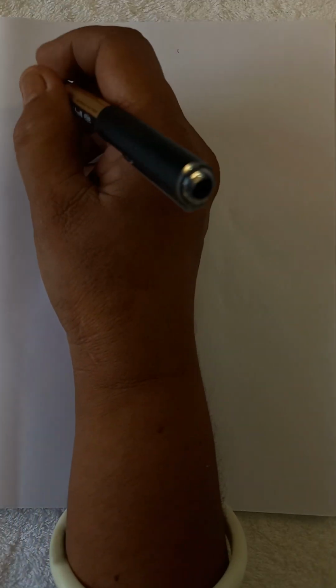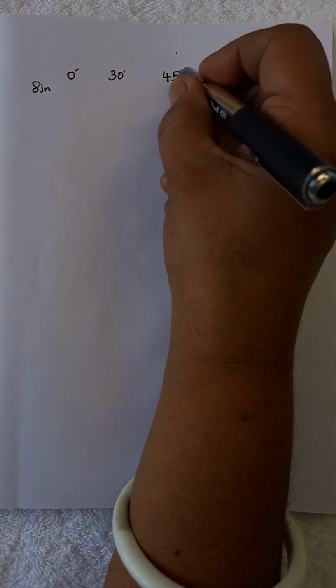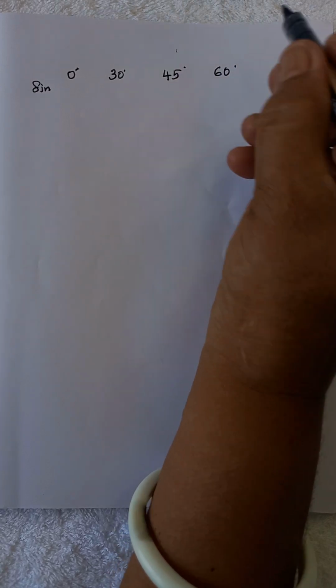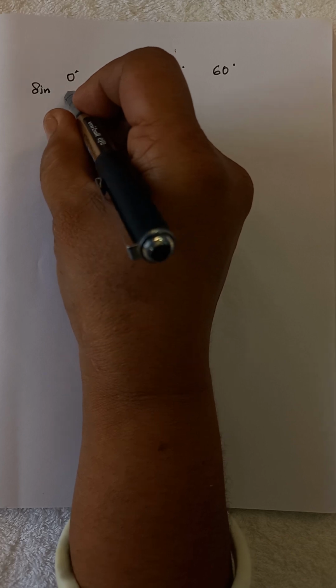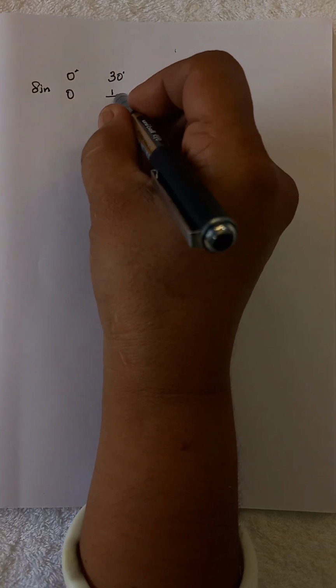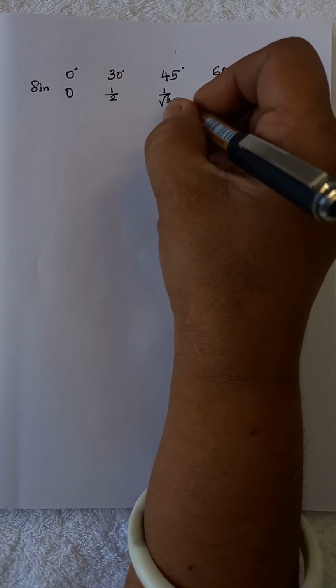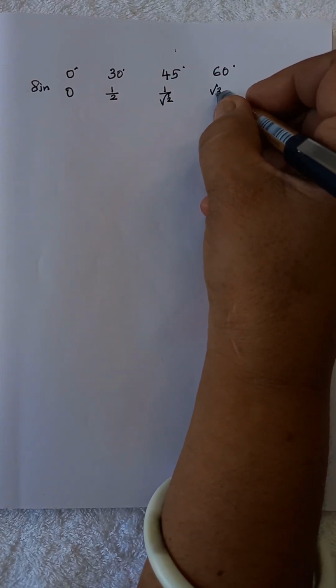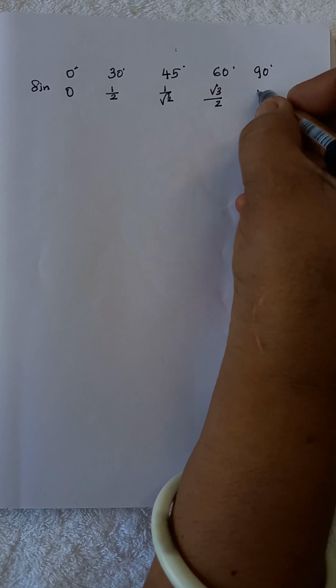So here you should know sine 0 degree, 30 degree, 45 degree and 60 degree. Sine 0 is 0. Sine 30 is 1 by 2. Sine 45 is 1 by root 2. Sine 60 is root 3 by 2. And sine 90 degree is 1.